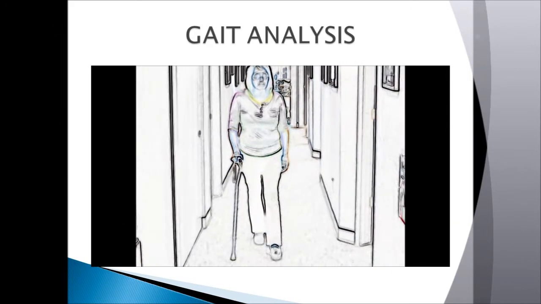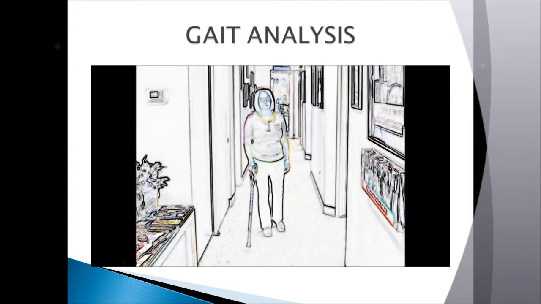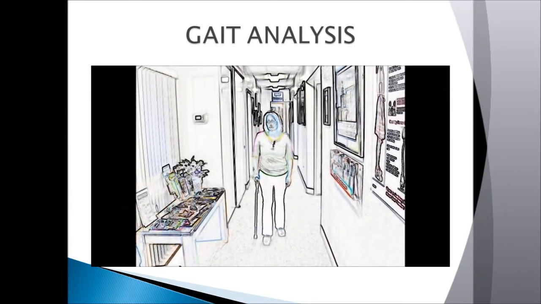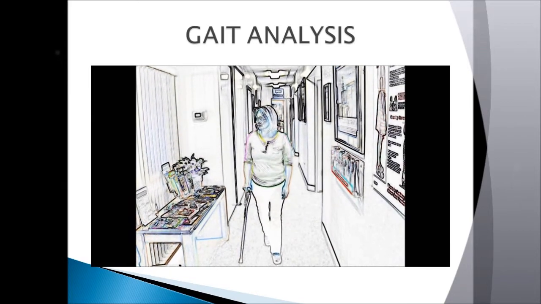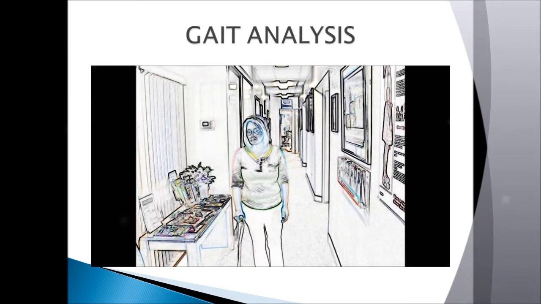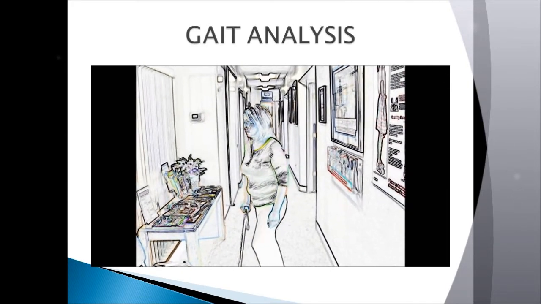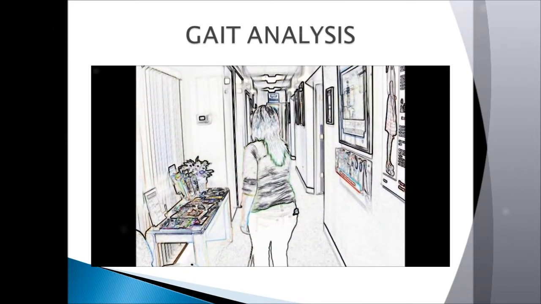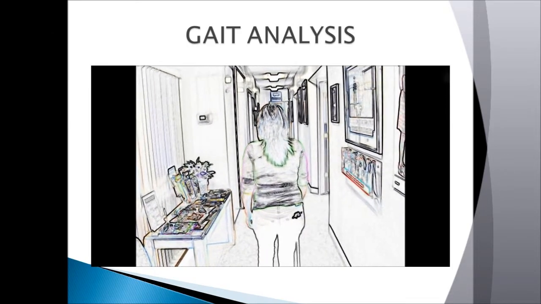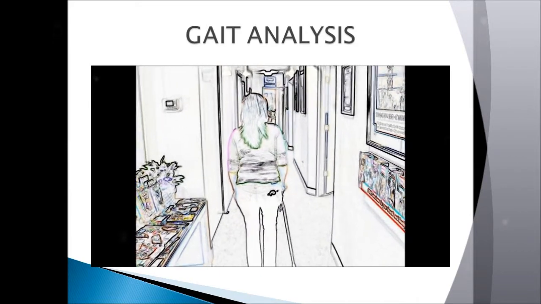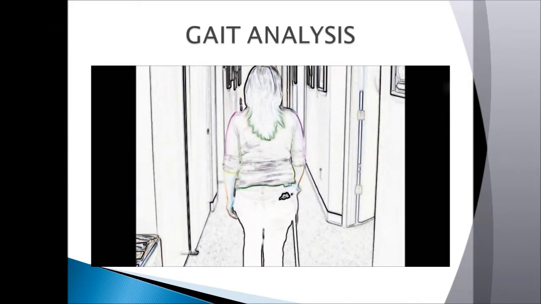And for certain, we can say that stance and swing phases of both lower extremities are symmetric. In other words, there is no shortened stance phase that needs to be compensated for by the use of a cane. Similarly, swing phases of both lower extremities are normal, or I should say are symmetric.